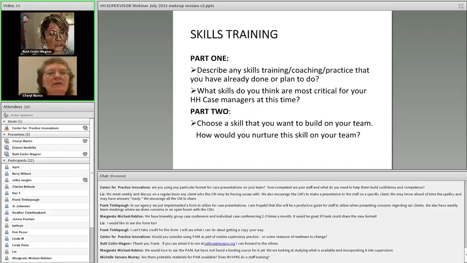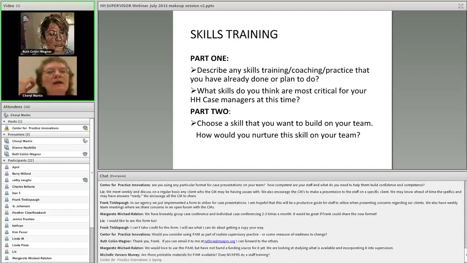So, skills training. We have only, I think, 20 minutes, and we've gone about halfway, so let's see which parts of these might be most important. Let's ask this question, because some of you may be doing this on a regular basis. Is anybody doing skills training, coaching, practice with care managers right now? And if you are, or if you'd like to, what skills do you think are most critical for your health home care managers that they don't already have pretty effectively right now?